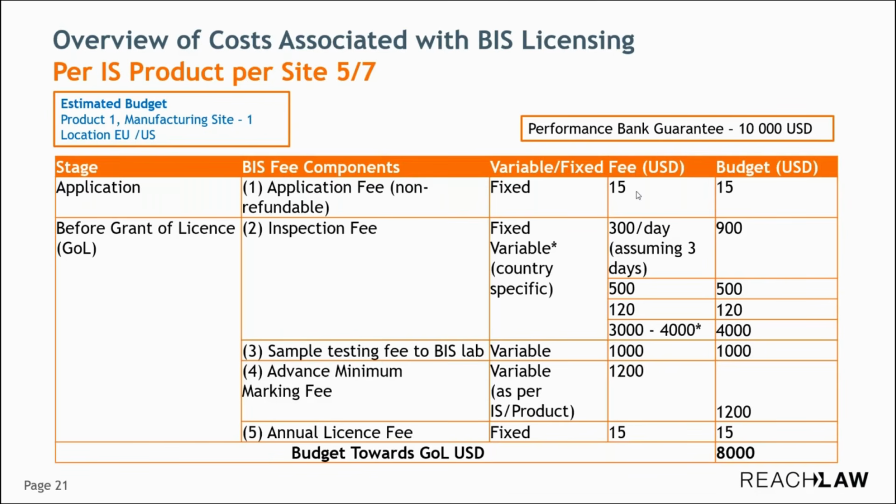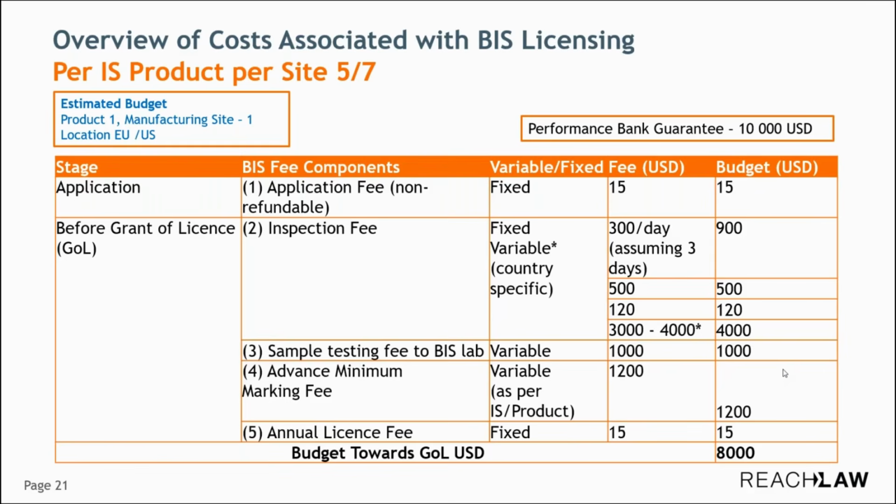So based on this unit rate, the $15 and then $300, $500, $120, and $4,000 is what you can budget. This is again per product per site budget. And then you have advanced marking fee of $1,200, sample testing fee $1,000, annual license fee $15. So somewhere it is bringing your cost of license just for the BIS to $8,000, which is per product per site. Then if you have more sites, more products, then you have to make this budget accordingly. But this is what you can consider while budgeting.